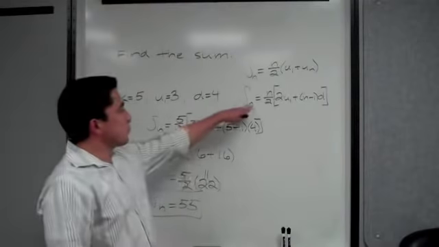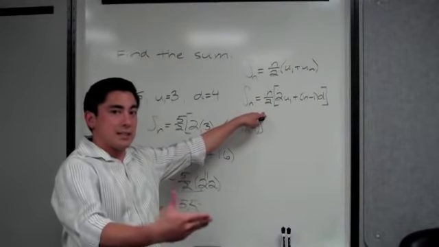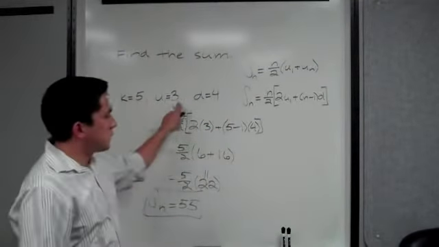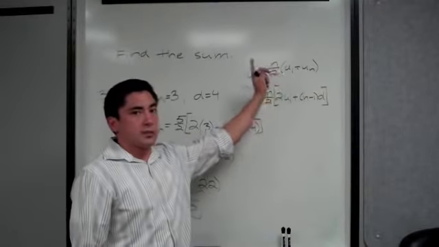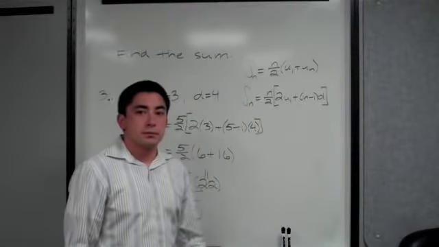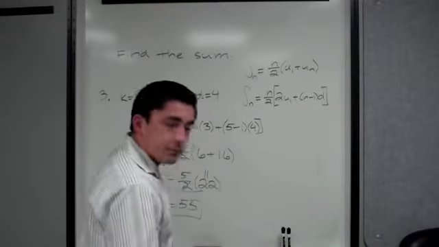So again, this is the formula you use if you don't know the last term. Okay, we know the first term, we know the difference, we know the number of terms. We just don't know the last term, so we can't use that formula. We have to use this one. Okay? So good luck with those.